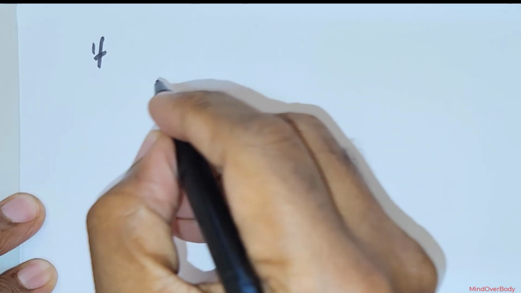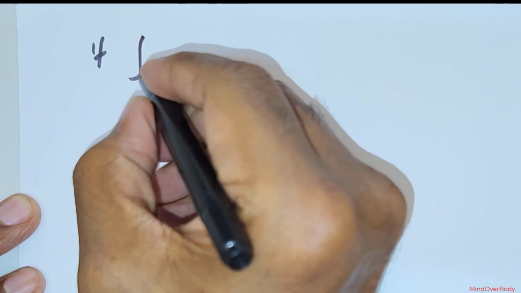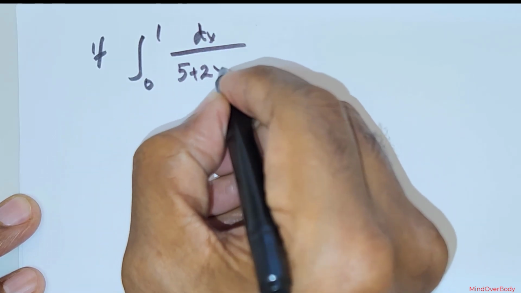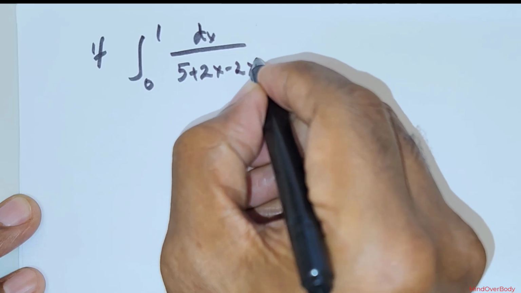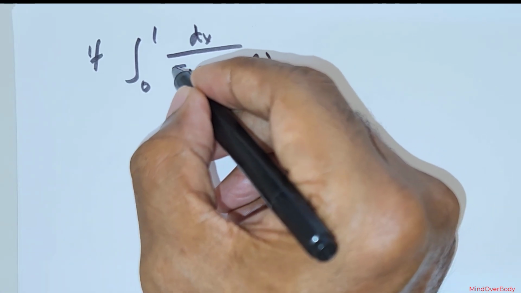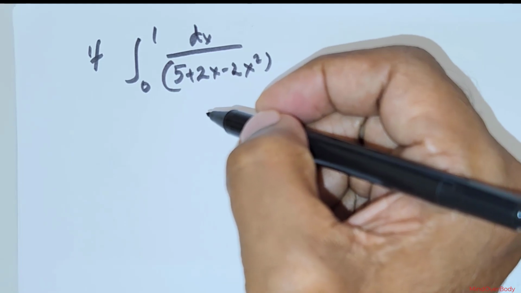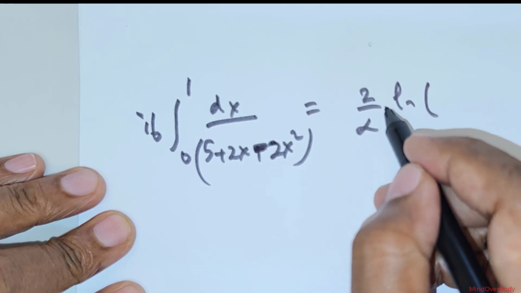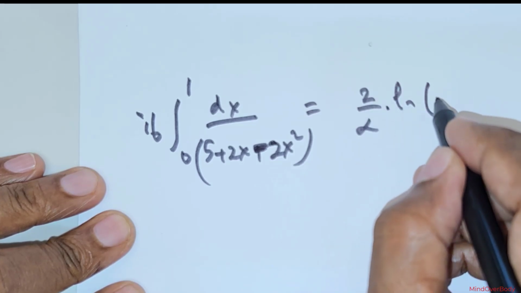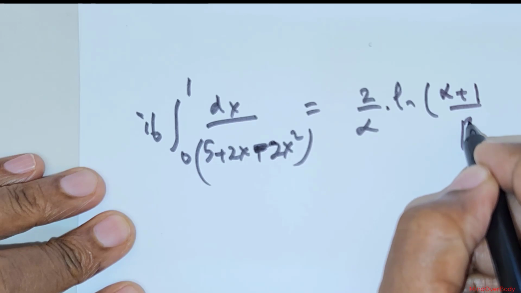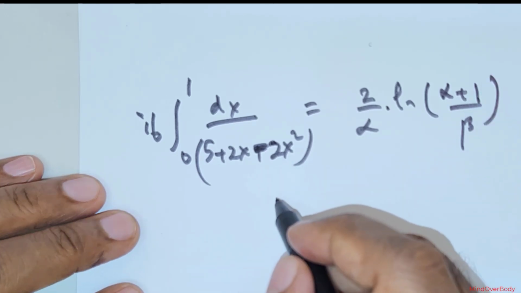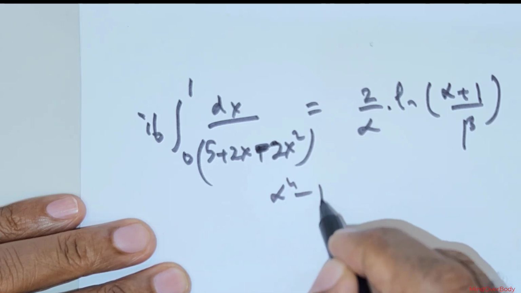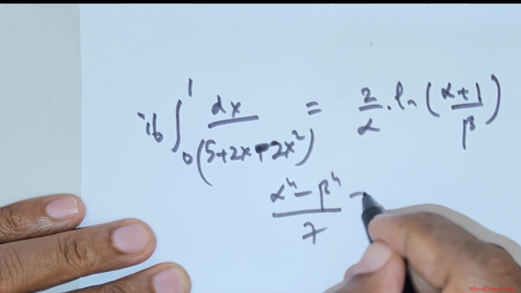Good day everybody, we have been given this question. If the integral from 0 to 1 of dx over 5 + 2x - 2x² is equal to 2 over alpha times ln of alpha + 1 over beta, then we are asked to find alpha raised to the power of 4, beta raised to the power of 4, divided by 7, is equal to what?